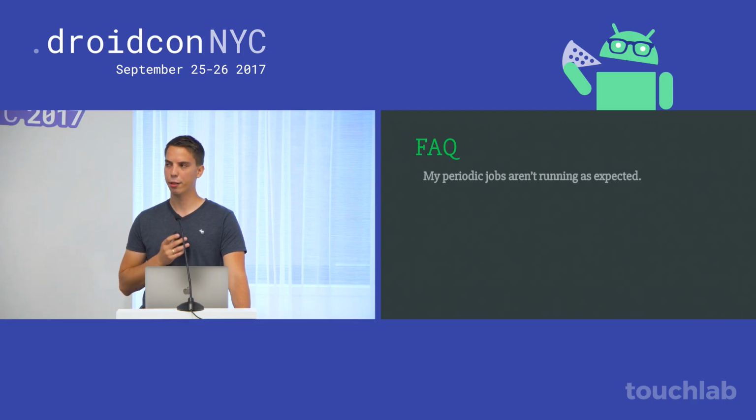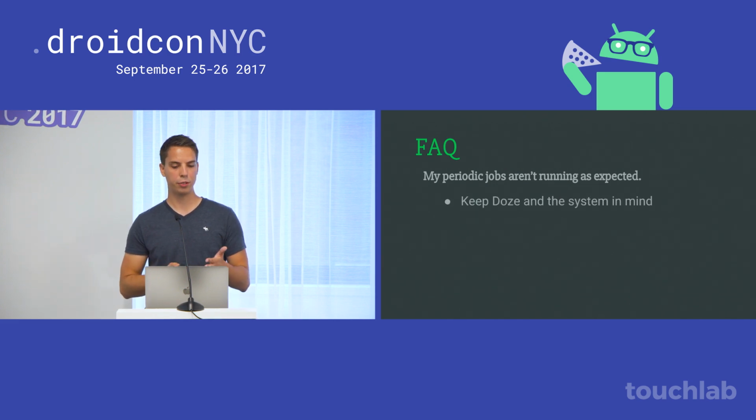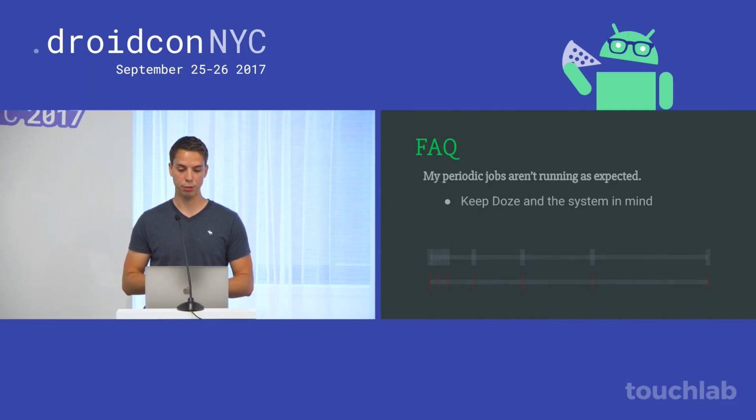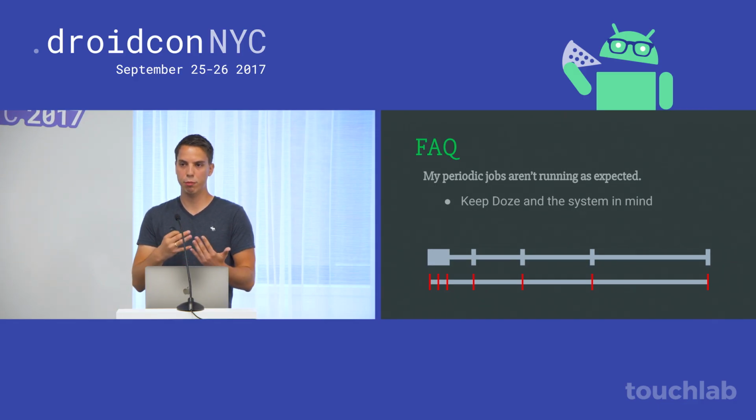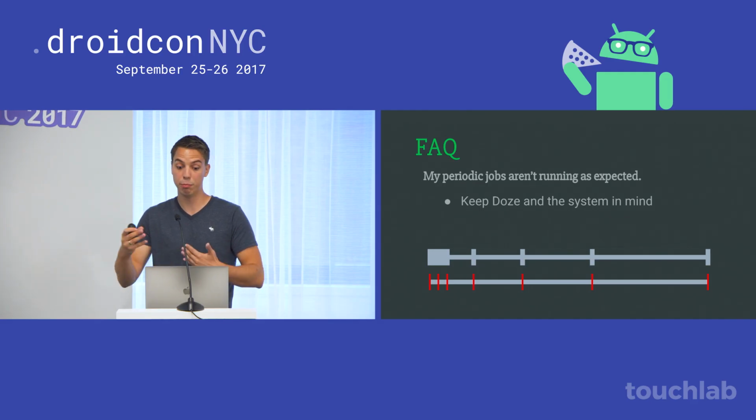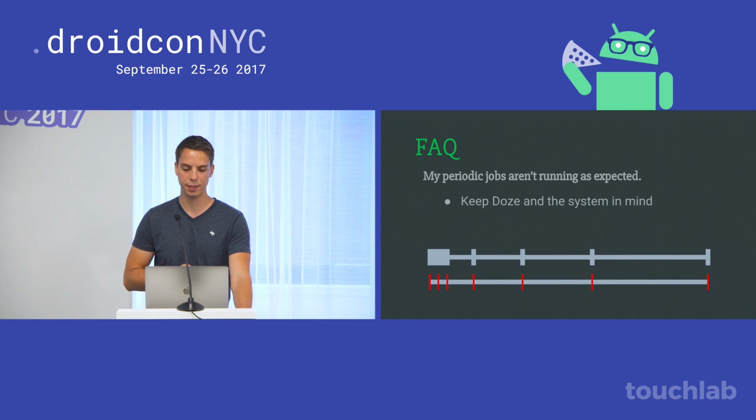And there are other cases where jobs need to be rescheduled. Then, my periodic jobs are not running as expected. I often hear this question over and over again. So the solution for that is that you have to keep Doze mode and the system in mind. The library isn't fighting the system and trying to prevent the device from going into Doze mode. So if you have a periodic job that should run every 15 minutes, this simply won't be the case. If the device is in Doze mode, then your job will be delayed by 1 hour or even more than that. And your job really won't run every 15 minutes. If you need to have a job run every 15 minutes, then you might want to reconsider your requirements.